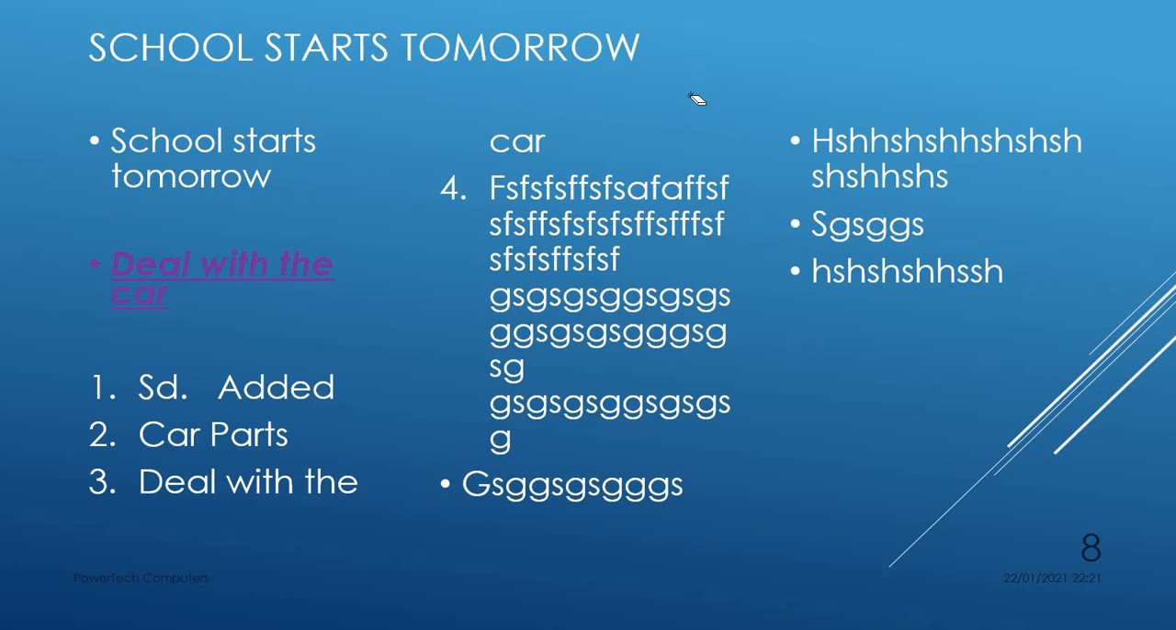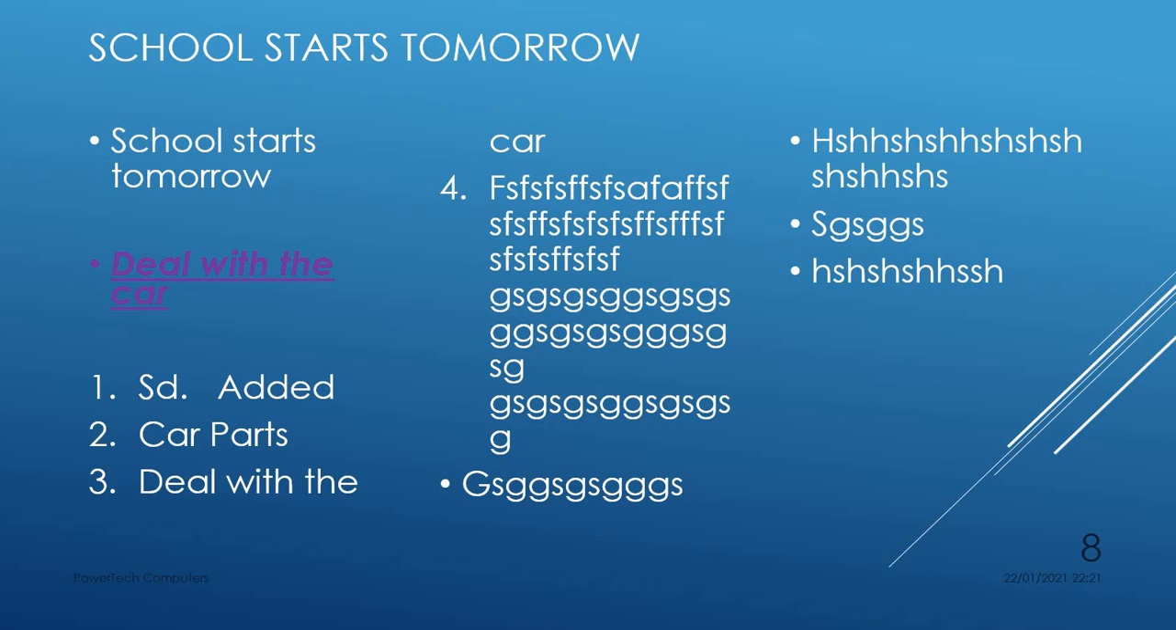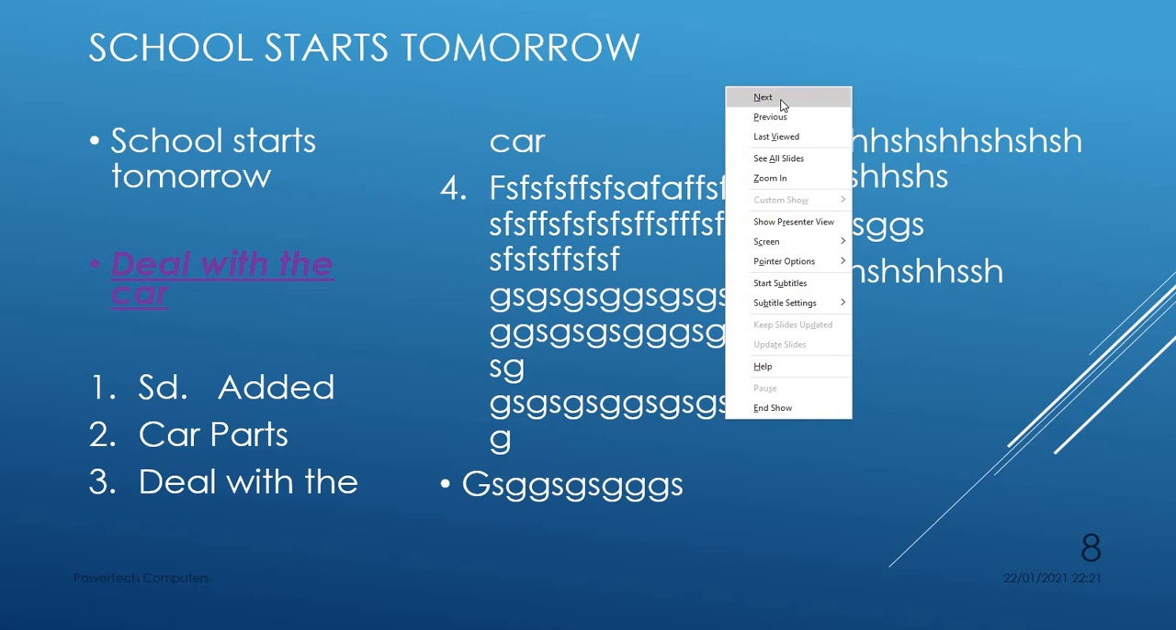To take out this effect of the eraser, you can right click, mouse pointer, and click eraser again. And you can do as many pointer options as you want. Now if I want to move again to the next and previous slide, I can also do that by right clicking, say next slide.